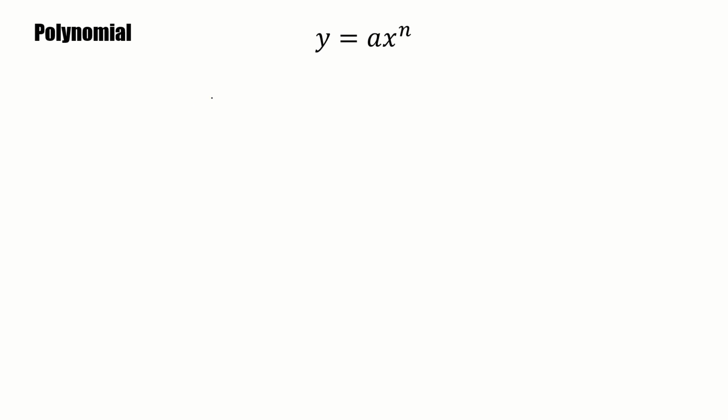If you start by taking logs of both sides, that will get us log y = log(ax^n). As always, if you're doing something to both sides of an equation, you've got to apply that operation or function to that side of the equation as a whole.